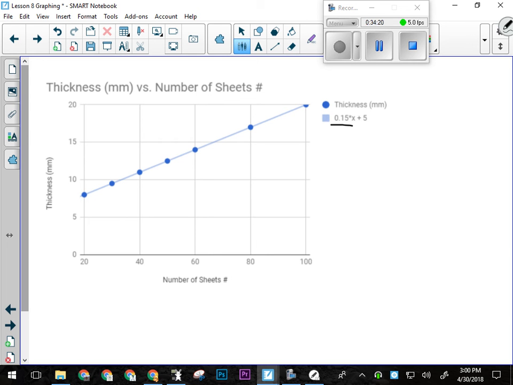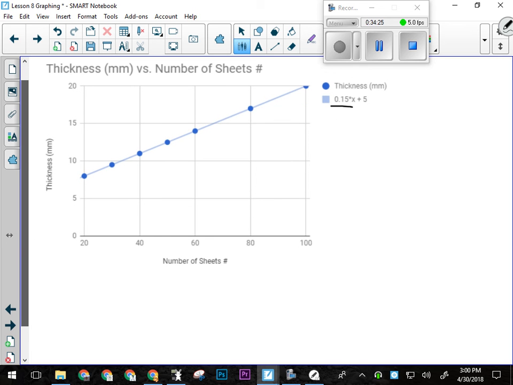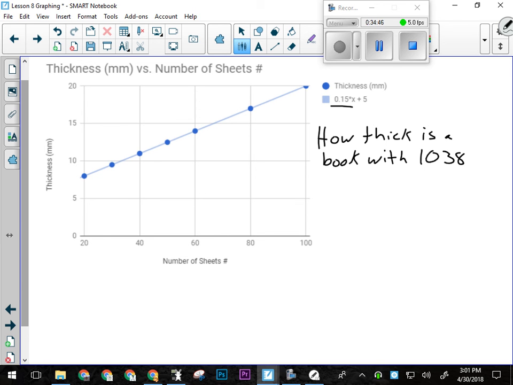Okay, all right. So let's look at the next thing here. So according to this rule here, we want to, let's say, find... Let's see if you can answer that one first. How thick is a book with 1,038 sheets? Okay, see if you guys can calculate that one.